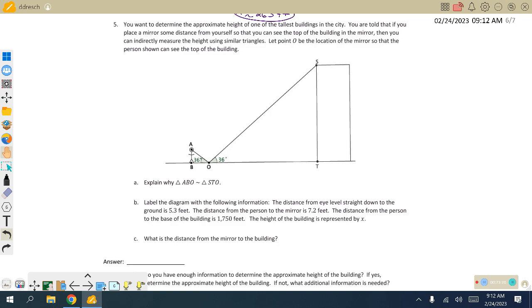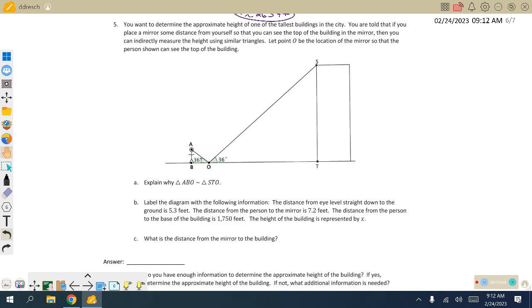It usually goes back to AA similarity. So the reason why we have similar triangles in this particular problem, as they were saying, is this: if you put a mirror at a certain spot and walk back far enough, and you can spot the top of the building, the way that image bounces off the mirror, you can see the top of that building at that particular angle.